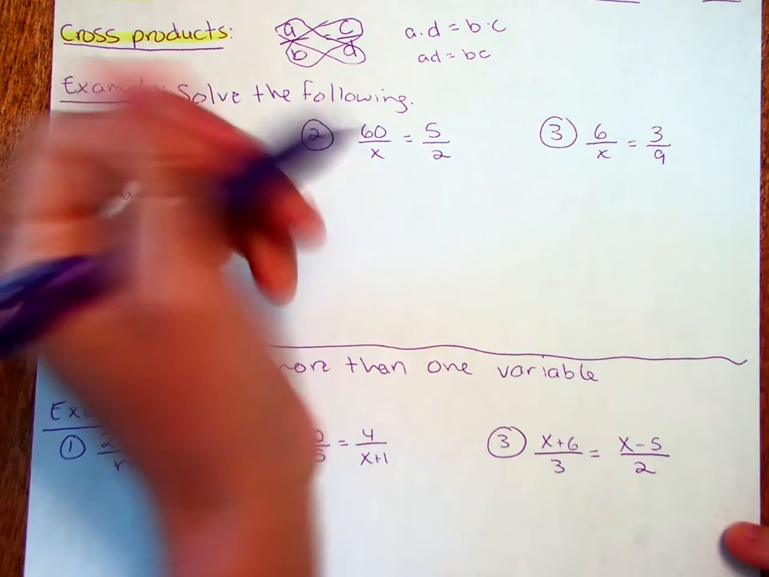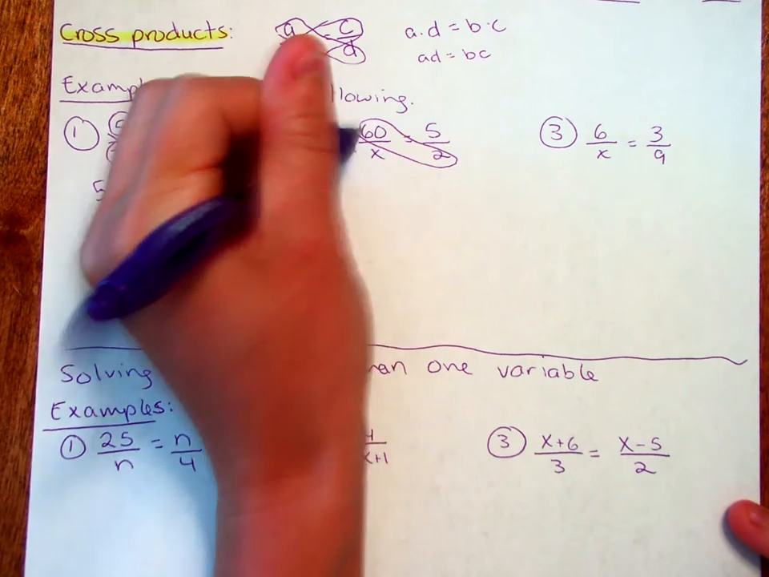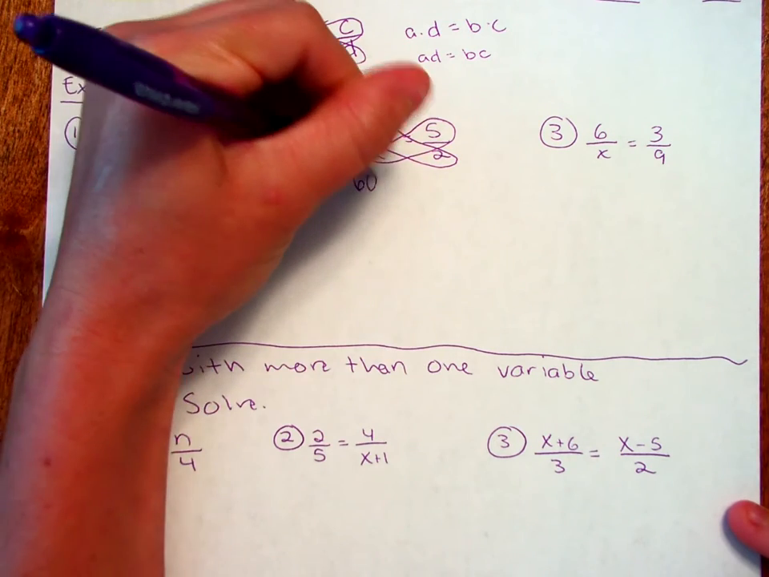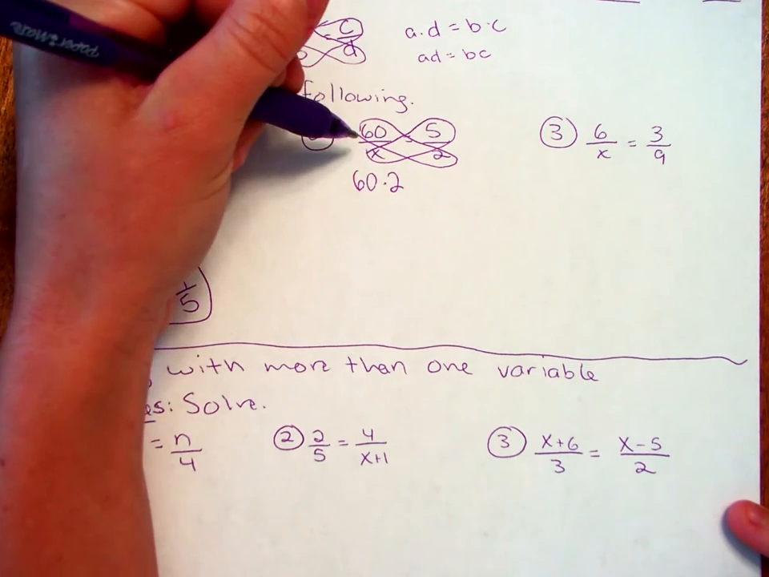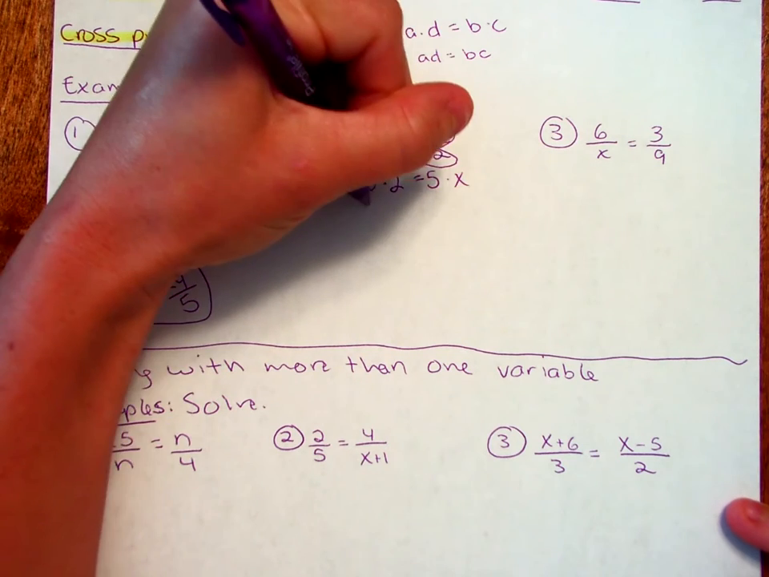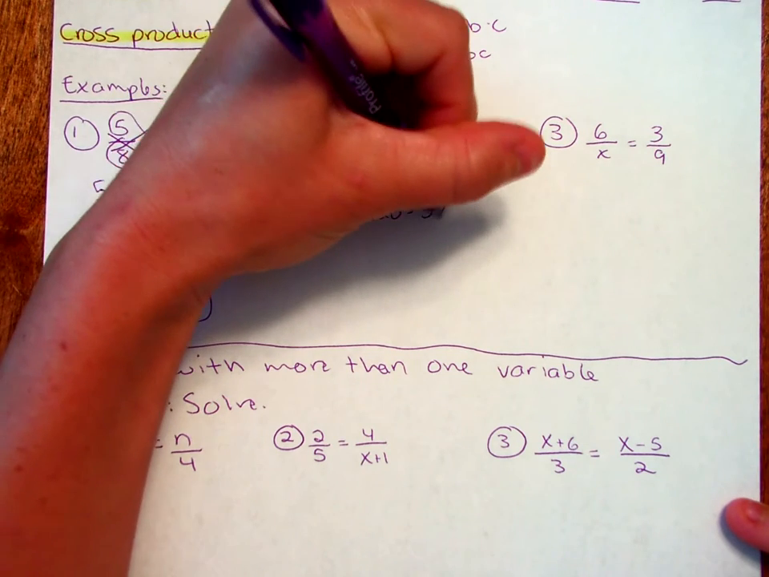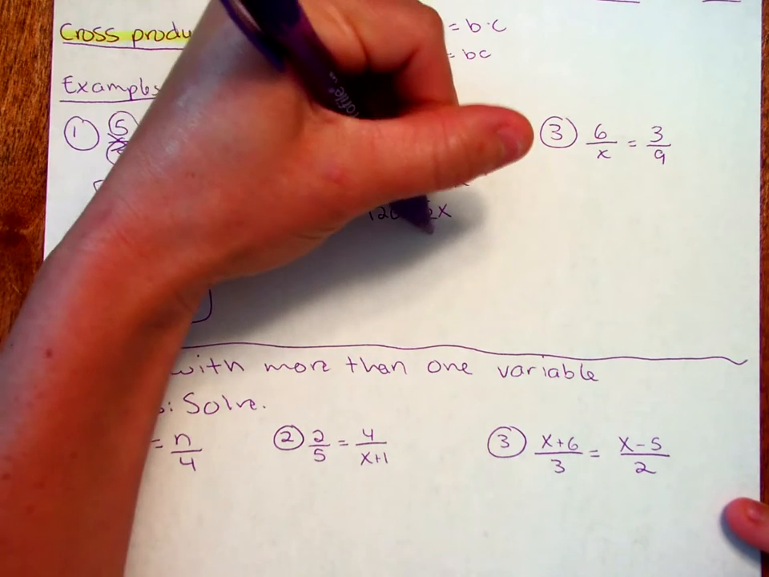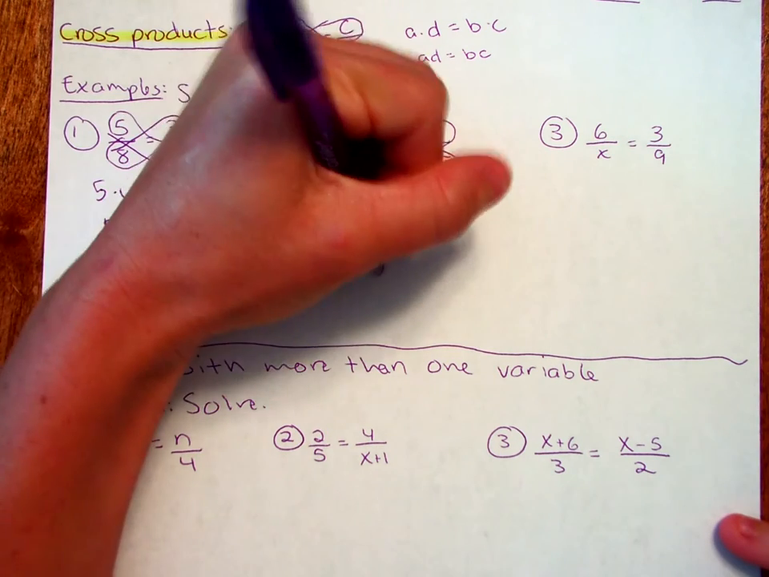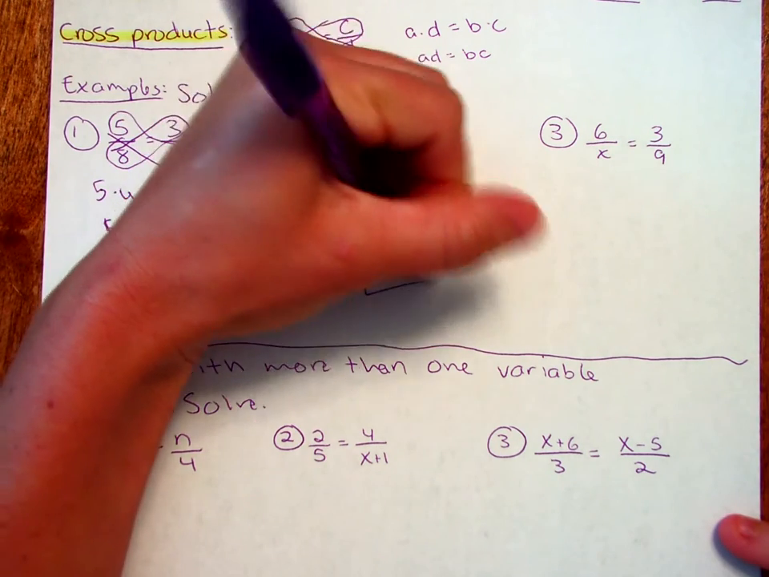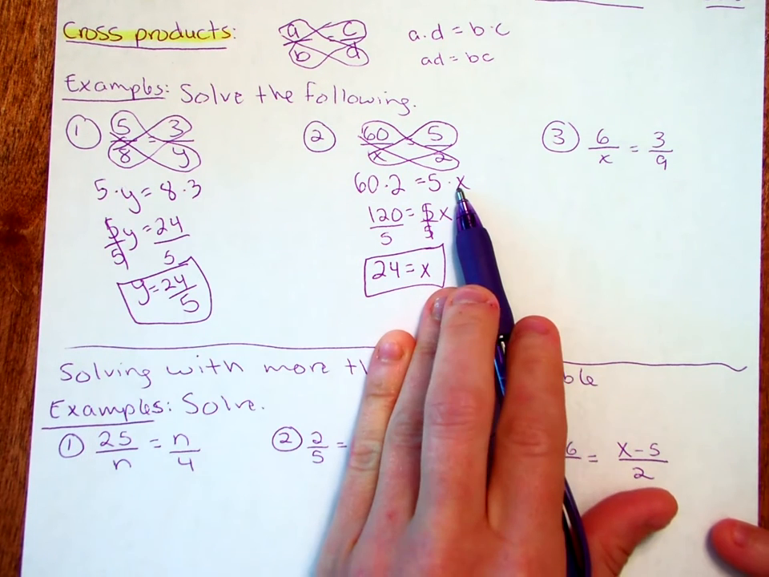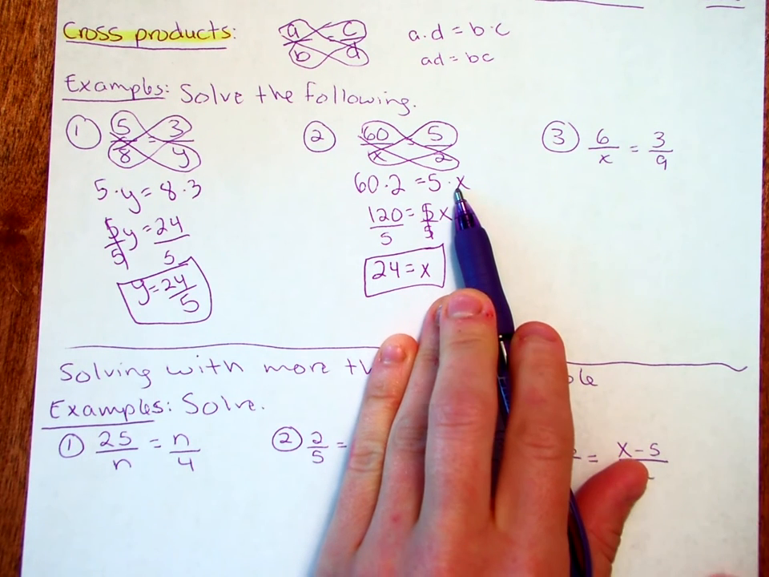So the same thing goes for the next one. You multiply 60 times 2. Now this one, I'm going to write this one first, just to show you can do both ways. Equals 5 times x, which is 120, equals 5x, divide by 5, divide by 5, and 120 divided by 5 is 24, equals x. So whether your variable's on your left side or the variable's on the right side, it does not matter.